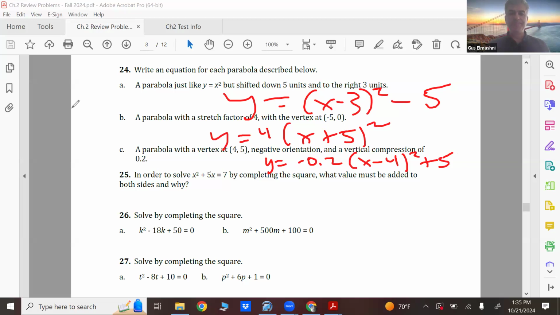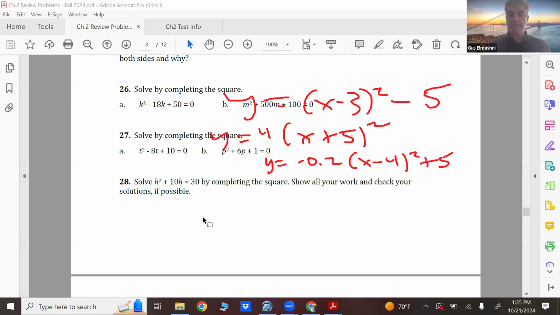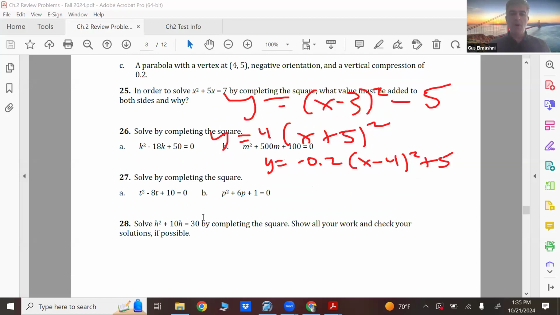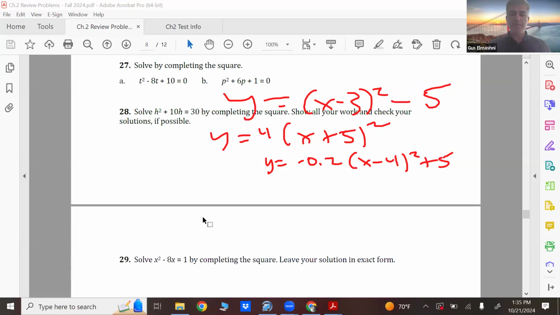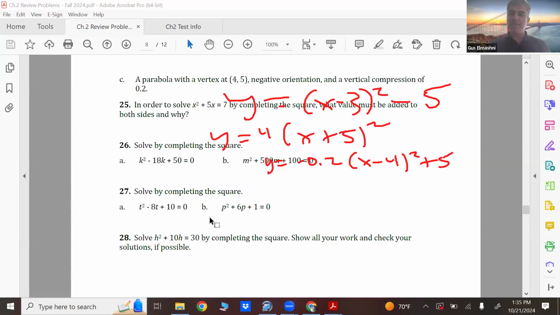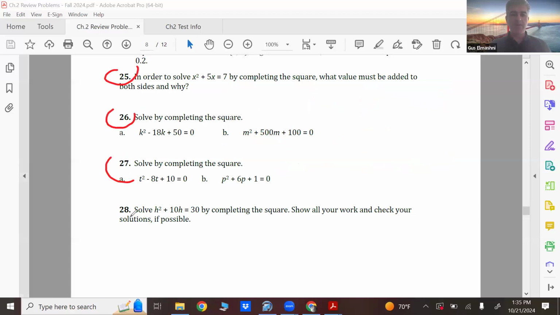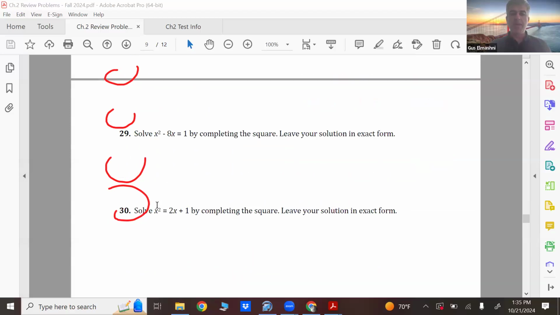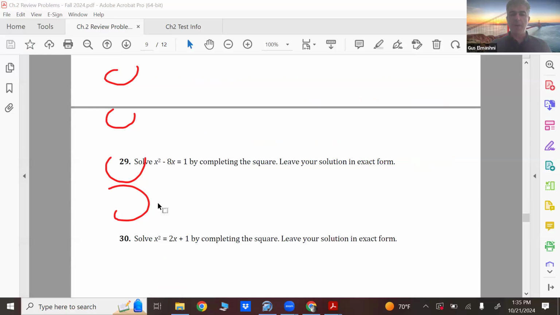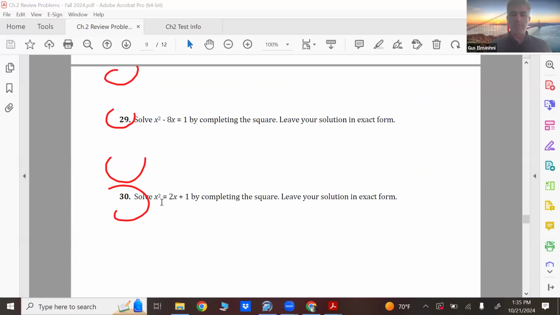Right, exactly. Okay, completing the square. I am going to ask. So all these problems are good ones. Actually, you got a crap load of completing the square practice, so get good at it because I'm going to ask it. So yeah, 25, 26, 27, 28, 29, 30.